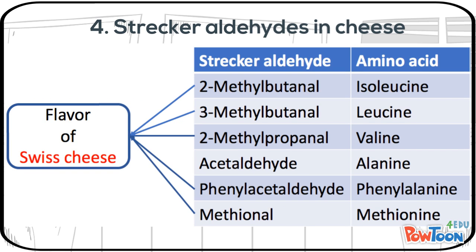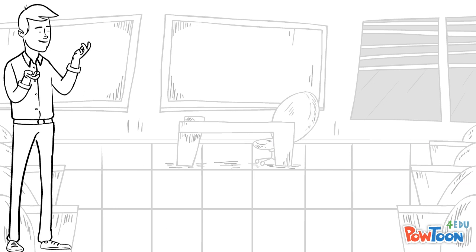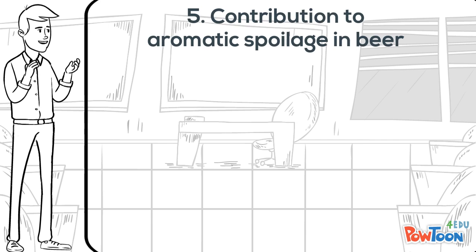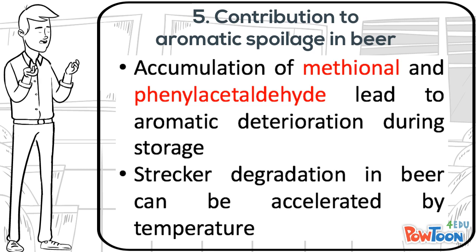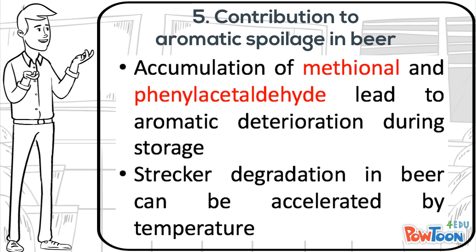In addition, in Swiss cheese, some Strecker aldehydes were also detected, including 2-methylbutanal, 3-methylbutanal, 2-methylpropanal, phenylacetaldehyde, and methional. Besides the contribution to flavor of some dairy products, Strecker aldehydes also contribute to the aromatic spoilage in alcoholic beverages. The accumulation of methional and phenylacetaldehyde in beer during storage can lead to aromatic deterioration. The Strecker degradation in beer can be accelerated by temperature, so a higher storage temperature will result in faster Strecker degradation. So to increase the shelf life of beer, the storage temperature should be controlled.